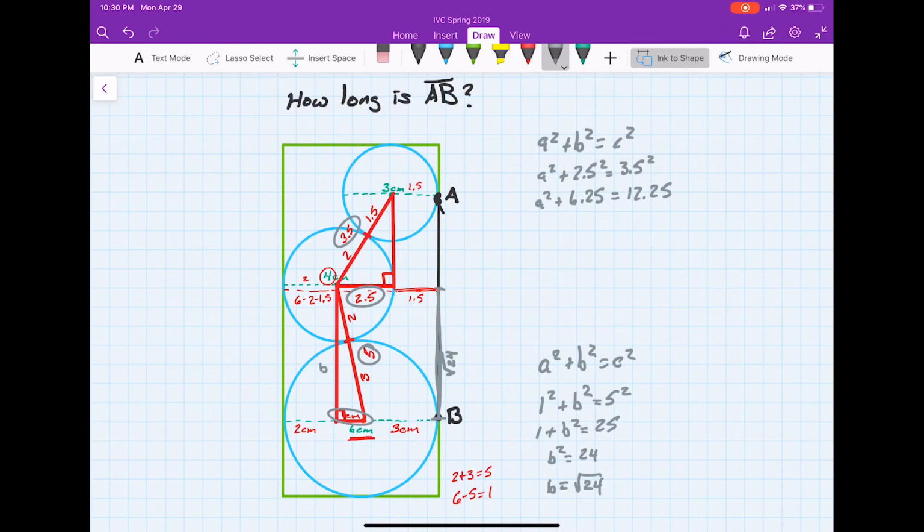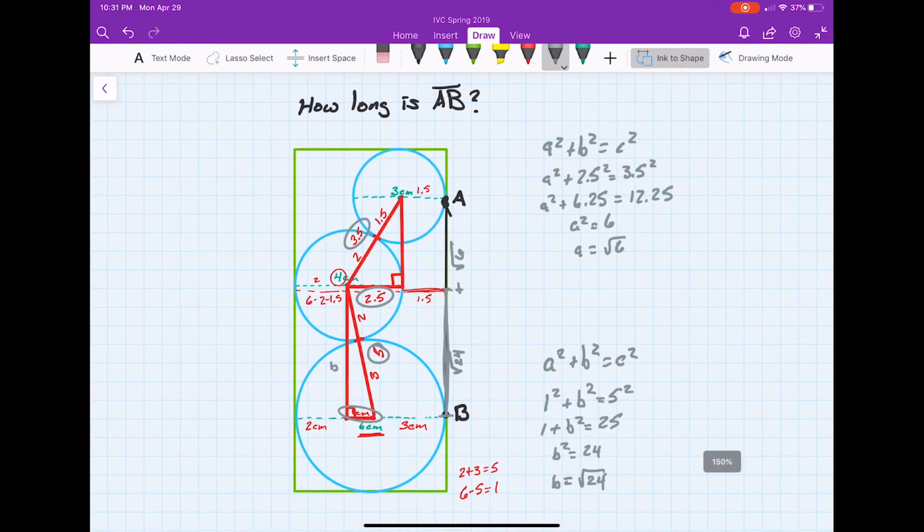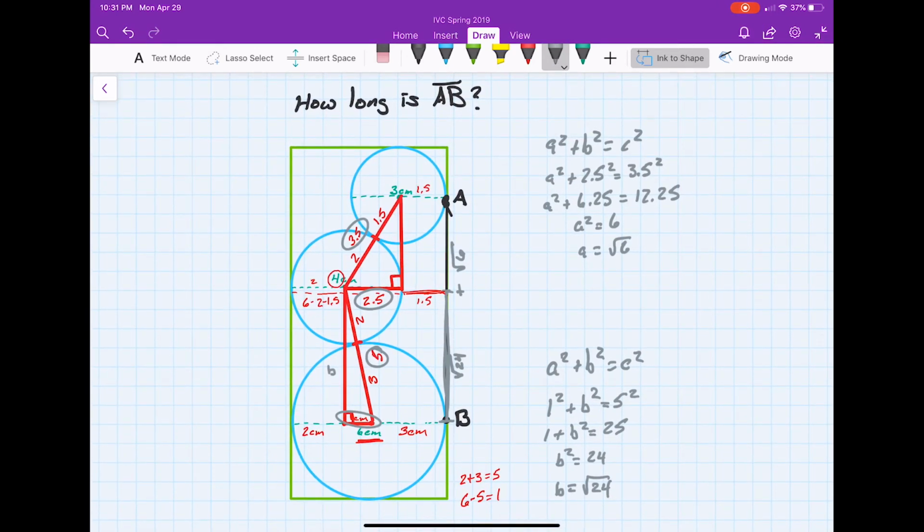Now I'm going to subtract the 6.25 from both sides. Comes out to a nice even number, 6. And so a squared is 6, and if we take the square root of both sides, a is equal to square root of 6. So this upper portion of the line segment AB is square root of 6. So now I just need to add the two of these together. So square root of 24 plus square root of 6, and that will give me my answer.